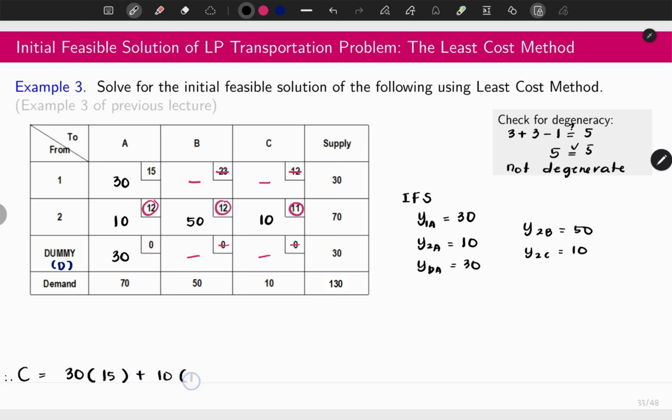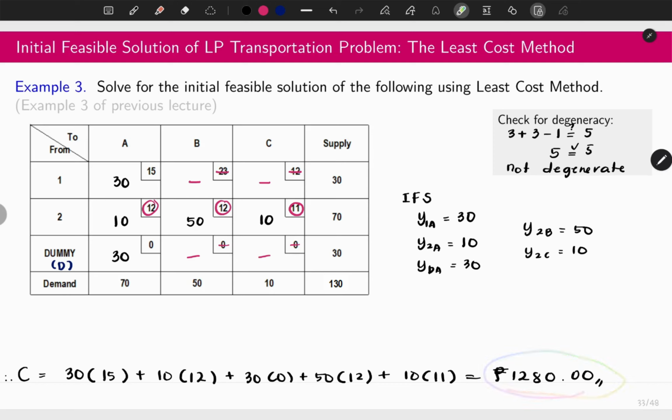30. Okay. Let me just write all of these. For this one, we have 1,280 pesos. From the northwest corner, we got 1,290 pesos. So, a little bit close to what we got here in the least cost method. However, you can try to get this one if you choose to allocate 30 here instead of what I did. So, you might arrive with a lower initial cost.